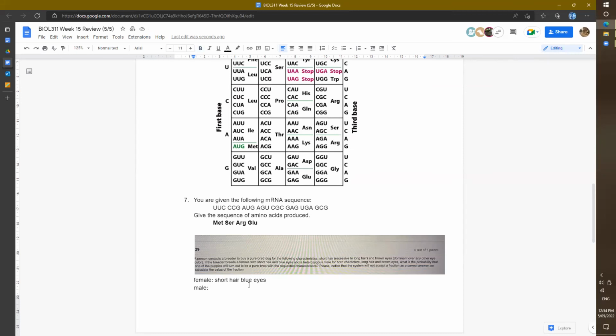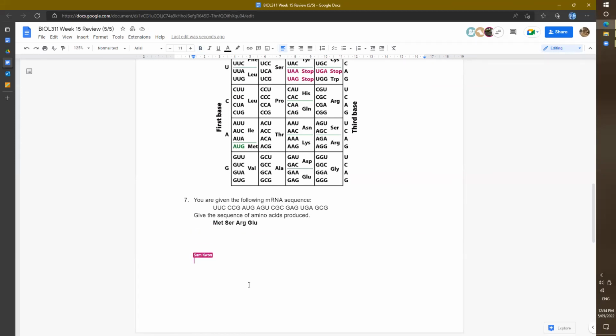Very easy. Which unit is this, by the way? Or chapter?